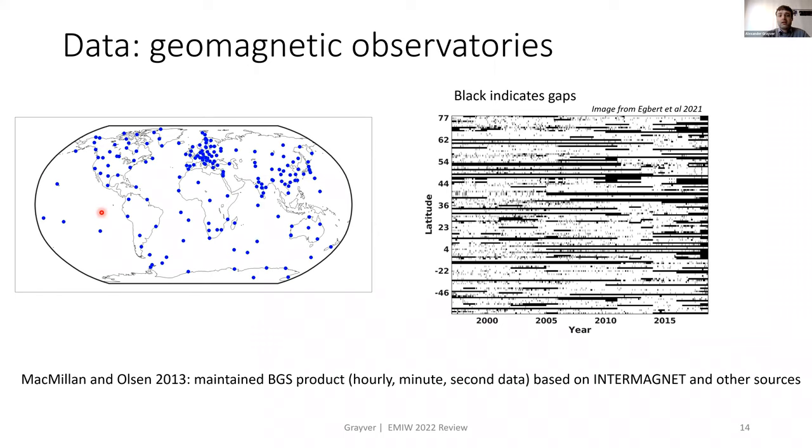There is also a lot of gaps in time. So here is an image from one of the recent papers by Gary Egbert and colleagues. And it basically, with black color, shows the gaps in these observatories. And you can see that this is all but nice continuous data. So you have a lot of short gaps. Sometimes you have gaps that last decades, or observatories stopped existing at a certain point, or they have been installed just recently, and all these kinds of situations.